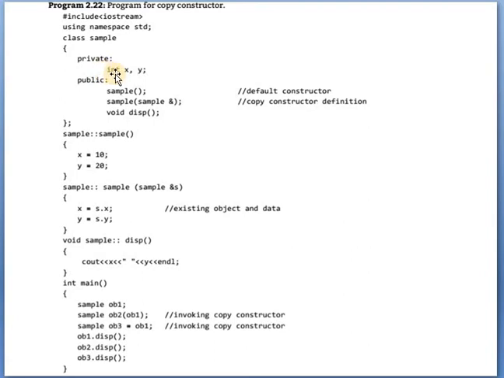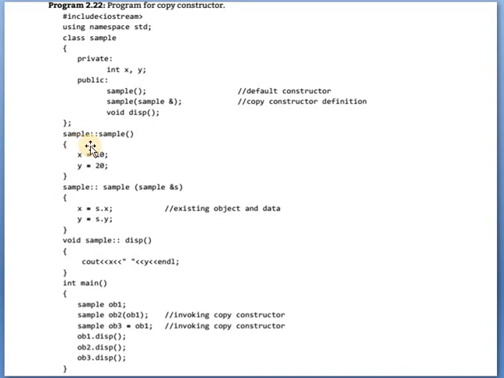Class sample. X and Y are the private data members of the class sample. Sample, this is the default constructor because there are no parameters here. Sample in bracket sample object. So this is a copy constructor. The ampersand means what? It is the address of the object. And void display is the member function of the class sample.